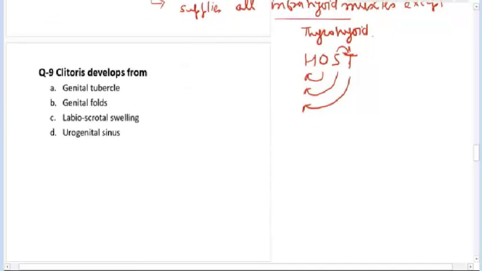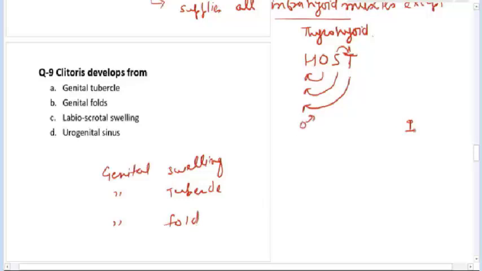Now moving to the next question. Clitoris develops from genital tubercle, genital fold, labioscrotal swelling, or urogenital sinus. So we need to understand the basic thing when dealing with such questions. We have genital swellings, genital tubercle, and genital fold. In male and in female, they are going to give rise to different structures.